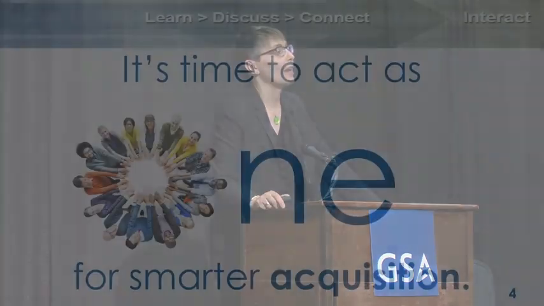And so the idea of category management is: how do we understand all of the money that's being spent on information technology, professional services, travel and lodging? How do we understand how that's being spent, who the key suppliers are, and what the best strategies are for being able to buy those items, and what the best-in-class contracts are for being able to acquire those items? All of that information is being put together by specialized category teams, with the intent of reducing the fragmentation. So it's time to act as one for smarter acquisition.